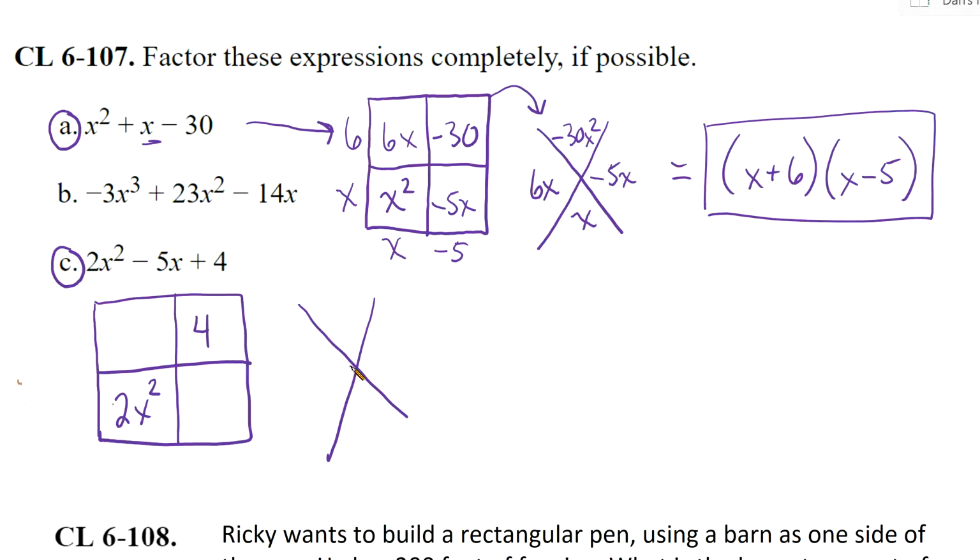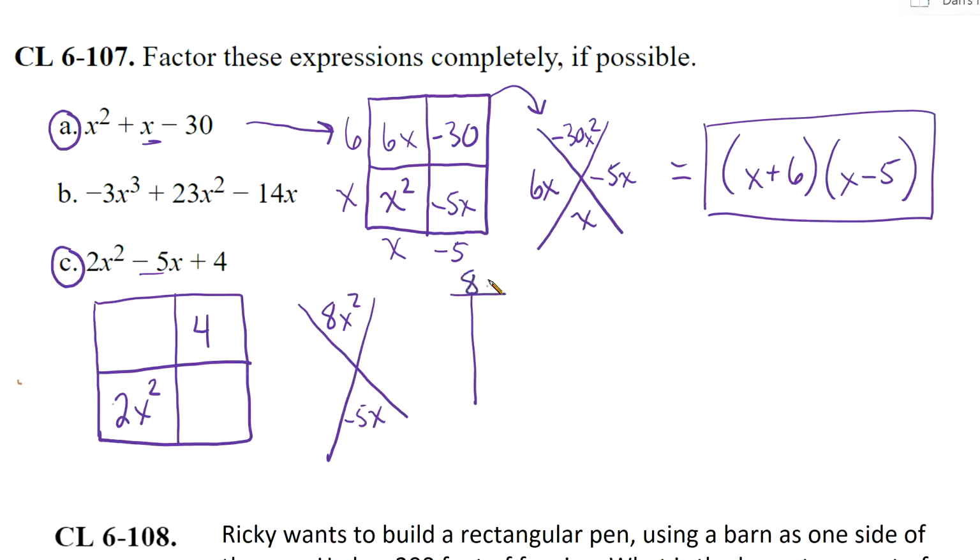So what's going to go at the top of this diamond problem? It has to be 8x squared. The bottom of the diamond problem has to be negative 5x. My diamond is definitely crooked. Okay, what two things multiply to 8x squared but add to negative 5x? Nothing. I think that's the right answer, but let's double check here.